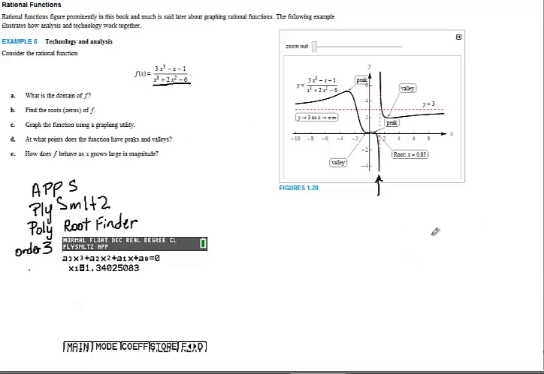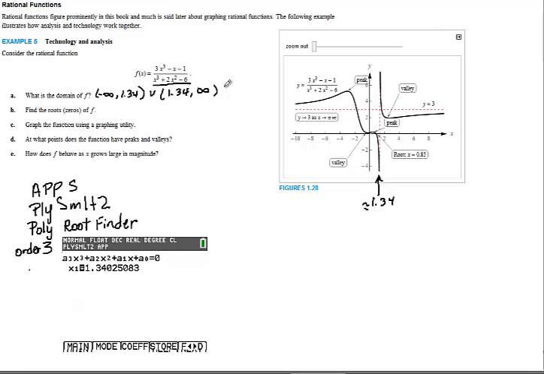So in listing the domain, if this value right here for x is 1.34, thereabouts, then my domain would be, looks like it can be anything left or right: negative infinity all the way up to 1.34, not included, use a rounded bracket, union with 1.34 on up to infinity. There would be my domain.